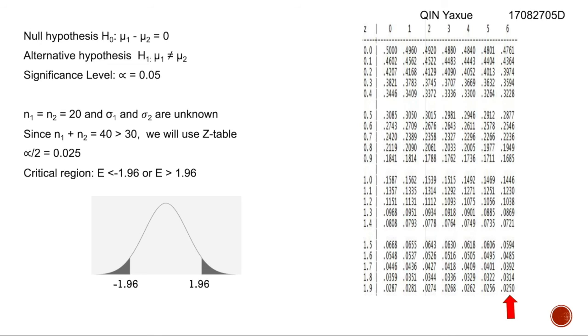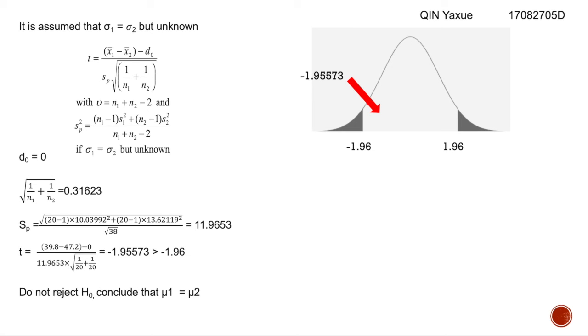It's a two-tailed test, so we divide alpha by 2 and get 0.025. We find this value in this t-table and get 1.96. So we get our critical region, which is t less than -1.96 or t larger than 1.96. And it's shown in this graph.